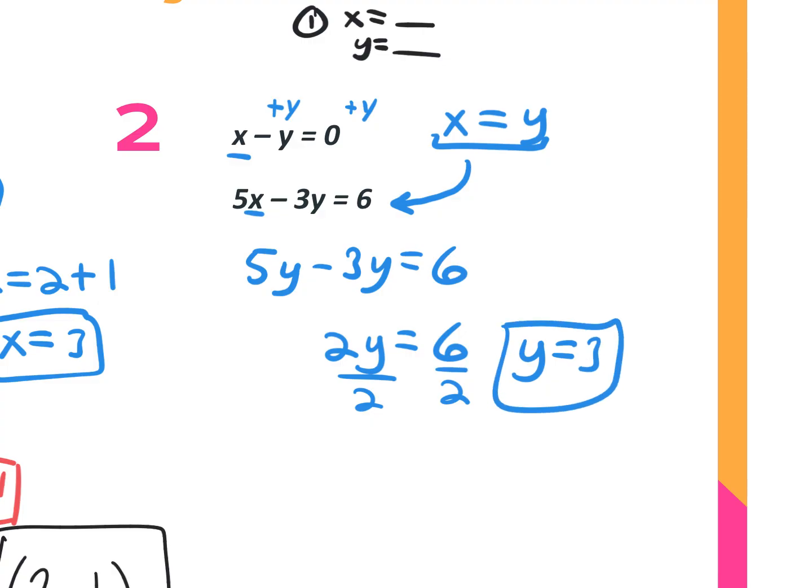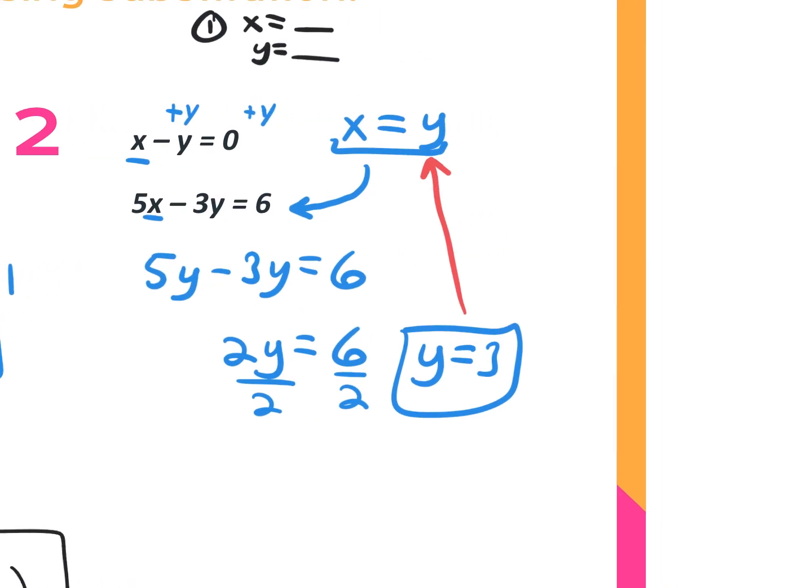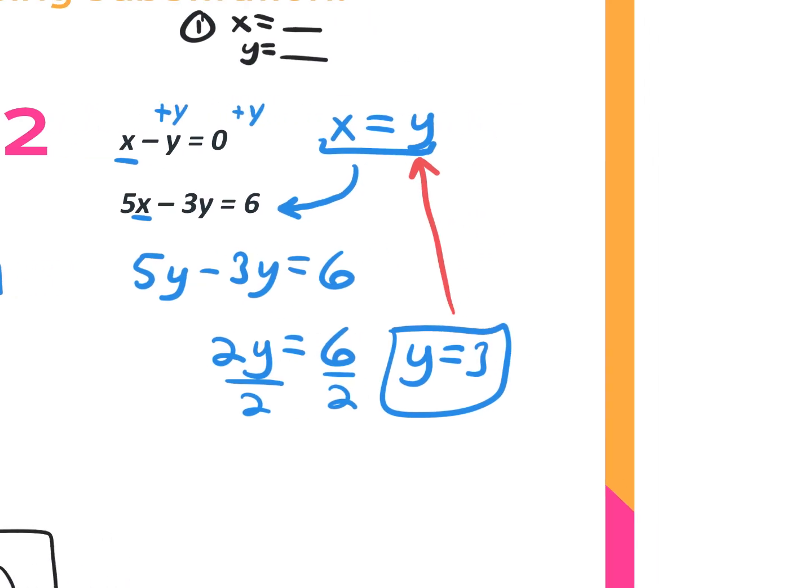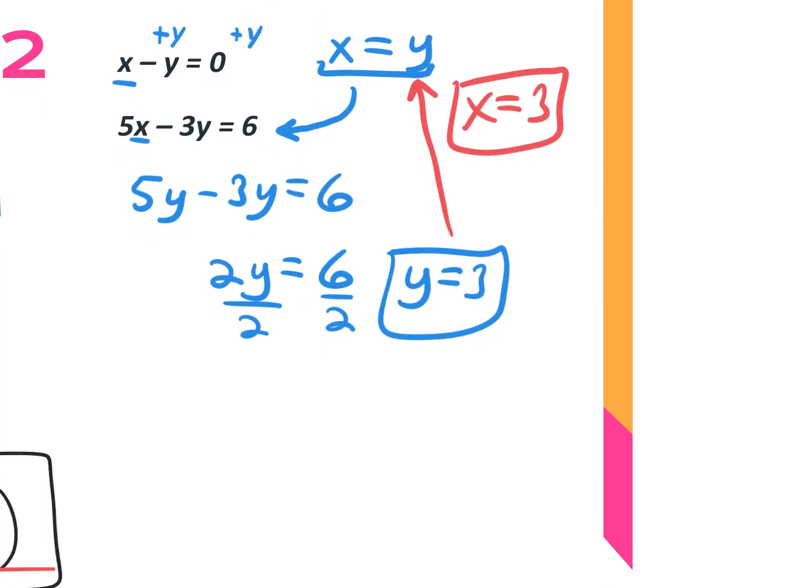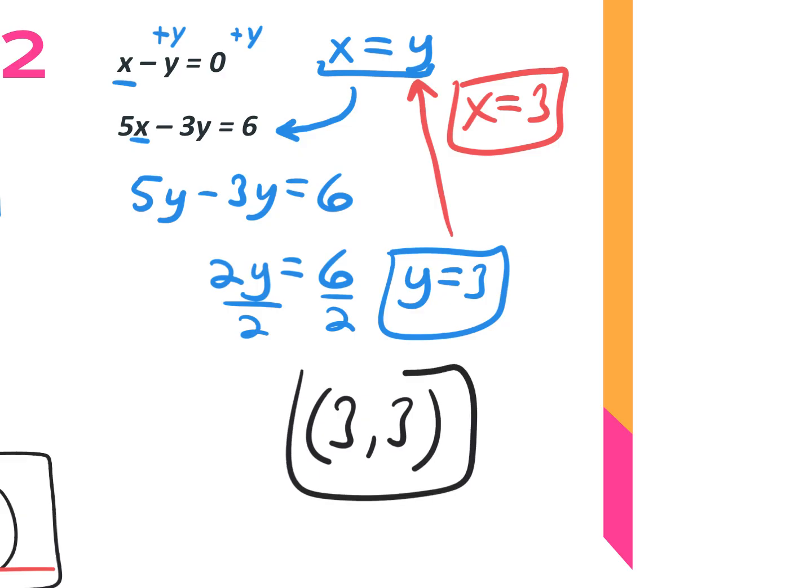What should I do with that number now? Plug it into the original, right? Whatever we just substituted. So replacing that y with a 3, we get x equals what? 3, right? Super easy. And then how would I write my final answer? Nice, 3, 3 as an ordered pair.